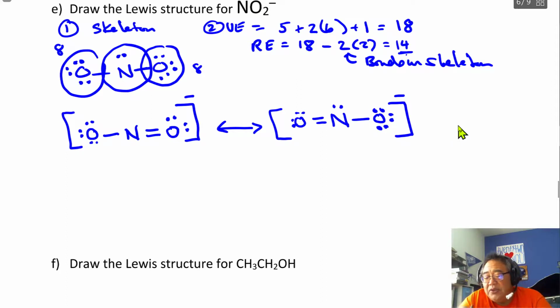Remember what I said before: if you get to the end, one of the quick ways you can check your structure is to see if it has the right number of electrons. The total number of electrons is 18, and you can count that easily: 1, 2, 3, 4, 5, 6, 7, 8, 9, 10, 11, 12, 13, 14, 15, 16, 17, 18. So you can just count through the structure. A lot of people will count them in pairs because they're all paired up, so there are actually 9 pairs there. That gives you the 18.